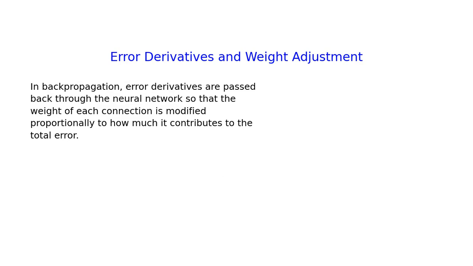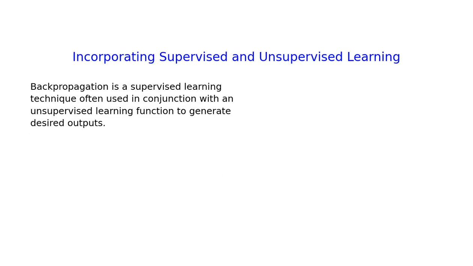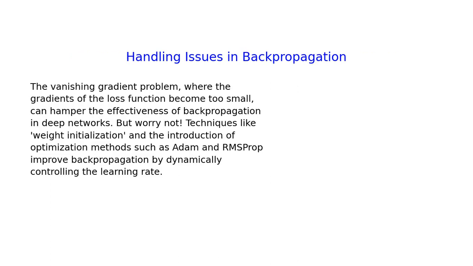In backpropagation, error derivatives are passed back through the neural network so that the weight of each connection is modified proportionally to how much it contributes to the total error. Backpropagation is a supervised learning technique often used in conjunction with an unsupervised learning function to generate desired outputs. The vanishing gradient problem, where the gradients of the loss function become too small, can hamper the effectiveness of backpropagation in deep networks.